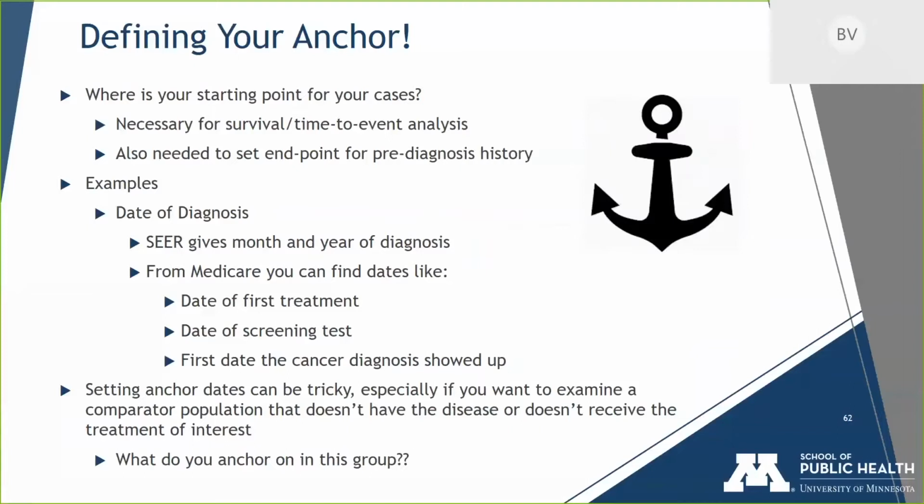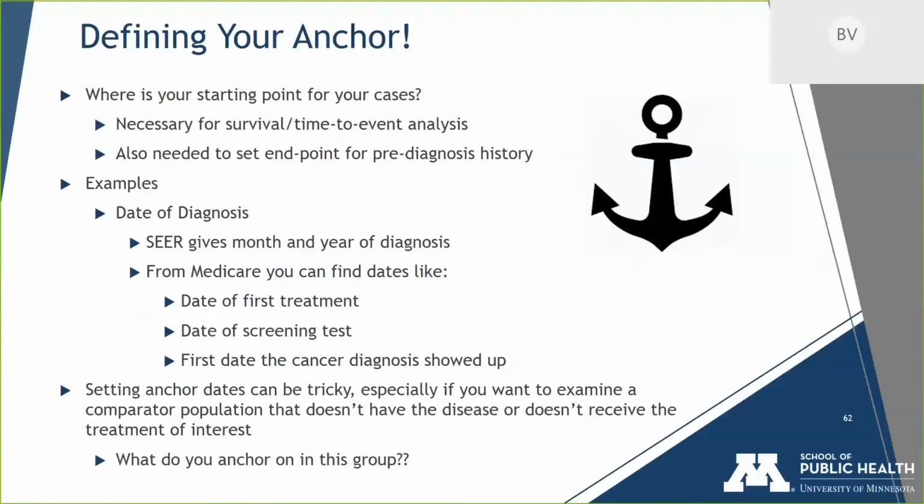As I mentioned, a commonly used anchor is the date of diagnosis. Again, you get the month and the year, so know that if you are going to use that source, the exact date might be a little fuzzy when you're defining what's pre and what's post. From Medicare, you can also look for specific dates of interest, such as the date of the first treatment, the date of a screening test for cancer, or the date from when a particular cancer diagnosis first started appearing in the claims. No method for getting an exact date is exactly perfect, but you have a number of options for what you could choose for a starting point and how to identify that.